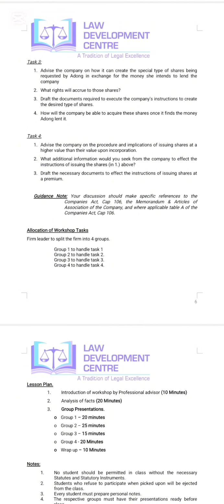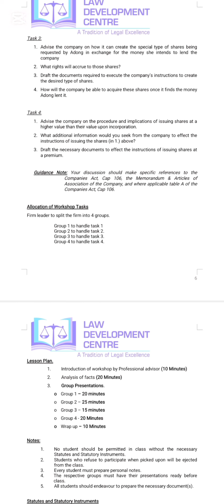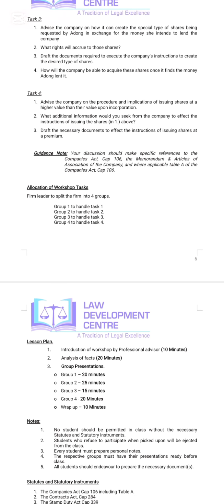Then draft the documents required to execute the company's instructions to create the desired type of shares. Those are going to be, of course, a board resolution. How will the company be able to acquire these shares once it finds the money Odongo lent it? Of course, by redeeming, by buying them back, and I think we need a special resolution to buy them back.